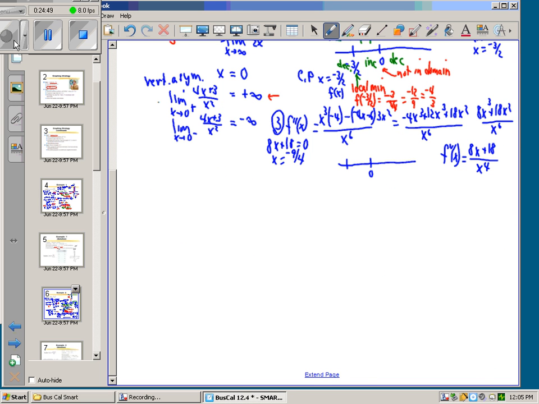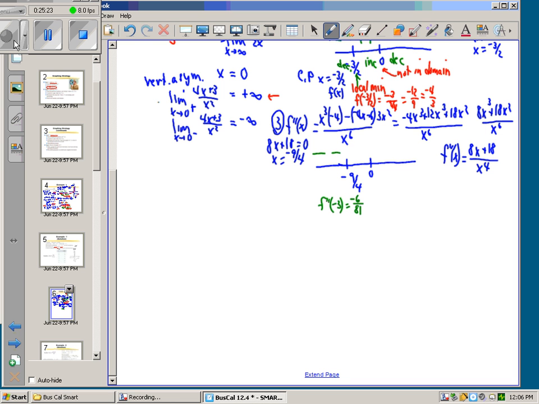Whoops, I just extended that out. -9/4. Okay, so that's what makes the numerator 0. 0 made the denominator 0. And now I'm going to pick test points and plug them into the second derivative. So if I pick f double prime of negative 3, I'm going to get negative 24 plus 18, so I'll have negative 6 over a positive number. So negative 6 over 81, which is going to be a negative number. All I care about is the sign.